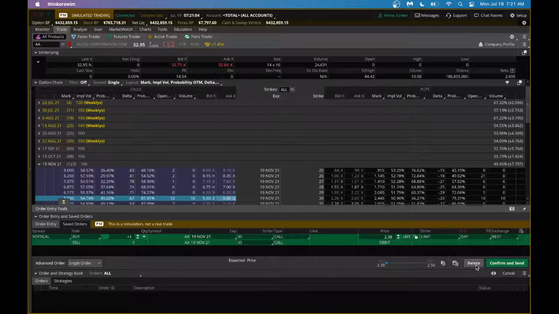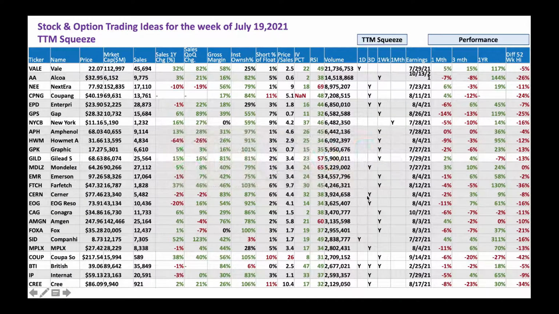So next, let's look at a couple more ideas. If we go back here, we got a couple more. I like many of these stocks. I love stocks like NextEra Energy. Coupang is also coming into buy territory right now. It's a great stock right now. It's off 24%. But for this indicator, let's look at EPD, Enterprise Products Partners.